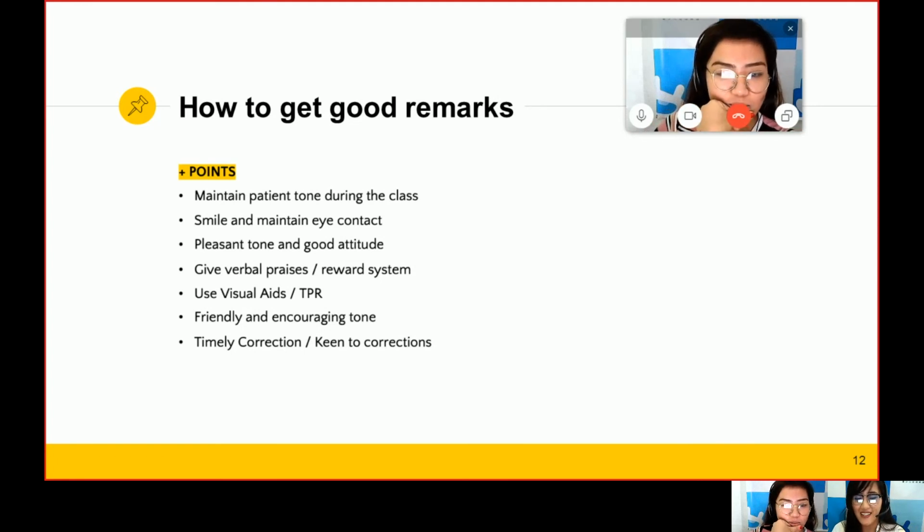Yeah, so next is timely correction and also keen to corrections. In here, you need to be very observant on their pronunciation, but there's still a limit to this. Not every mistake all the time you keep on correcting, because sometimes they will feel less confident. Yeah, it will be negative points for them.